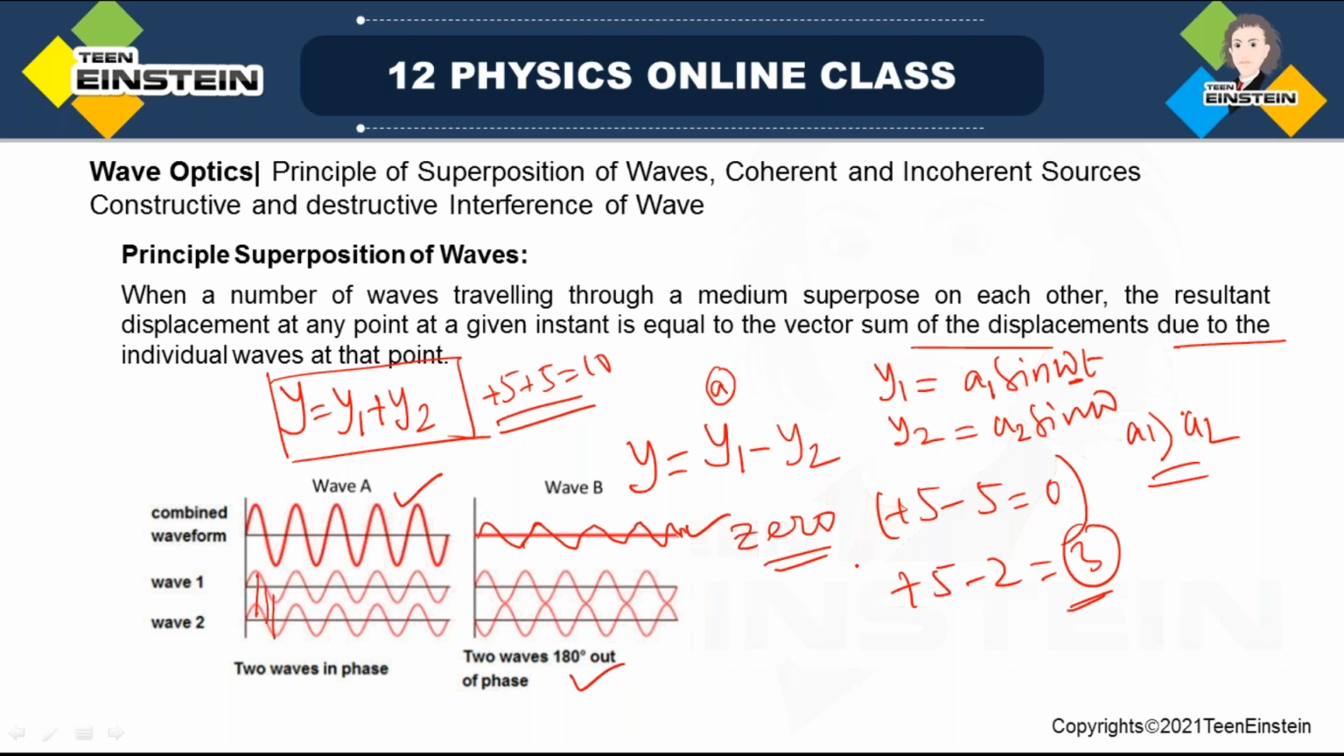What is the superposition principle and what is called superposition? Superposition is nothing but meeting, in our general language, in a medium, and at that time the resultant displacement at any point at any instant of time will be the vector sum of the displacements produced by the individual waves. All right.